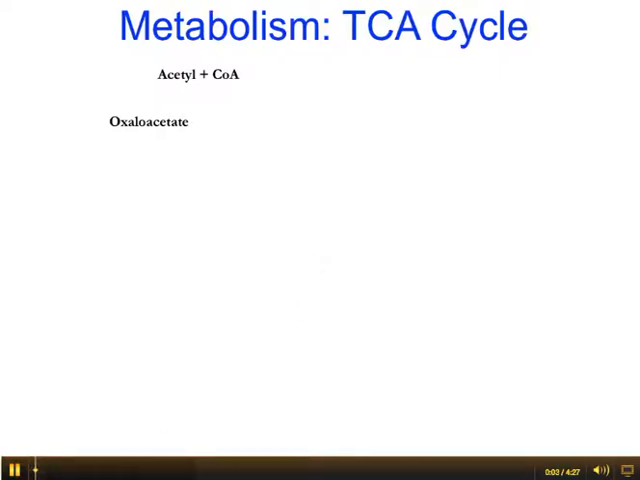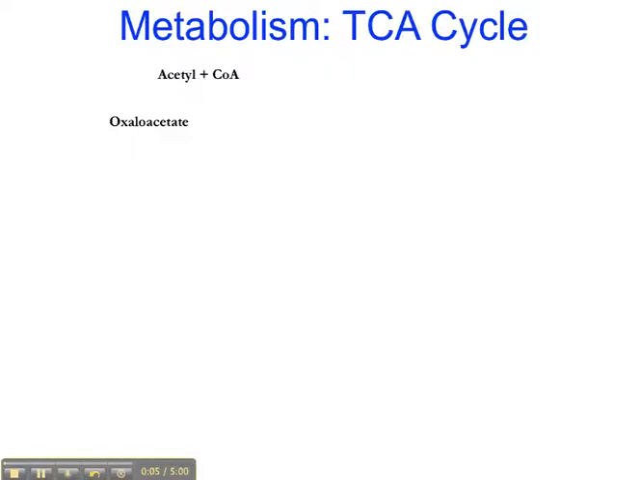So let's take a look at the TCA cycle, or you may have heard of it referred to as the Krebs cycle or the citric acid cycle. This occurs all within the mitochondria, and basically what it is we are further processing the pyruvate. Previously we talked about how pyruvate ends up as acetyl-CoA.